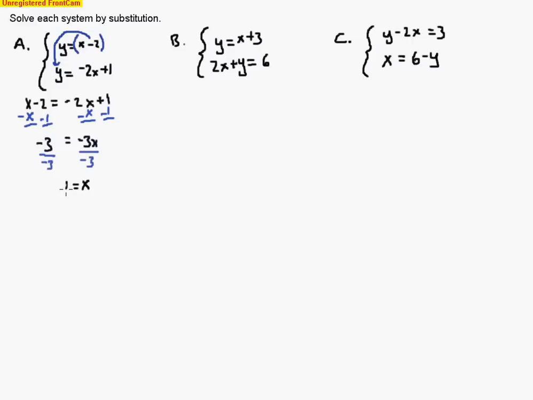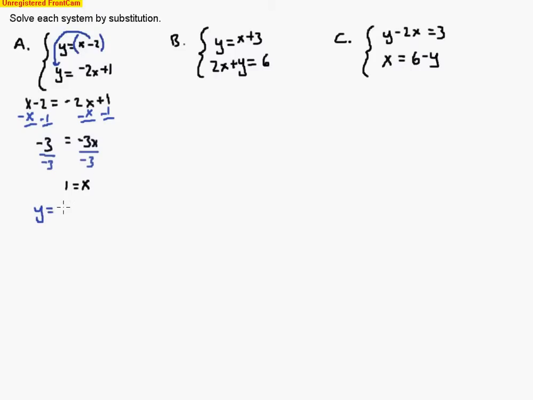Well, that's only one component of the ordered pair. I need both components. So now we've got a choice. We can either take this 1 and put it in for the x in the top equation or the bottom equation. Well, it doesn't matter which one you put it in. You're going to get the same answer either way. So I always pick the easiest one, and the easiest one looks like that top equation.